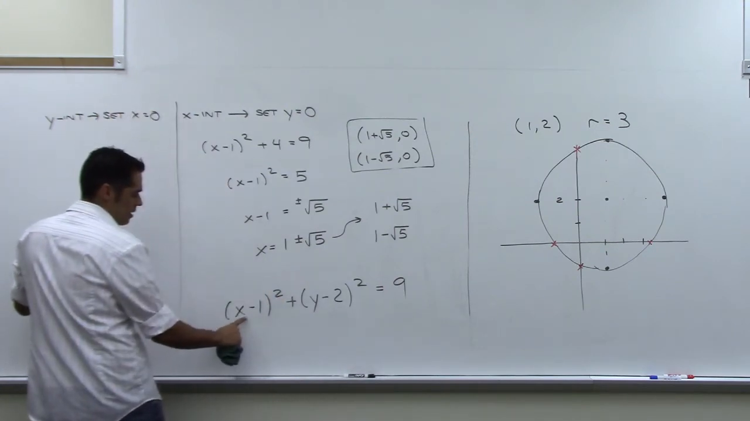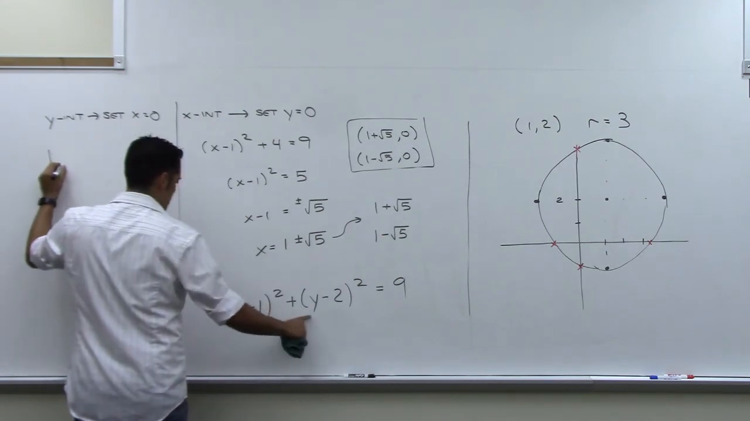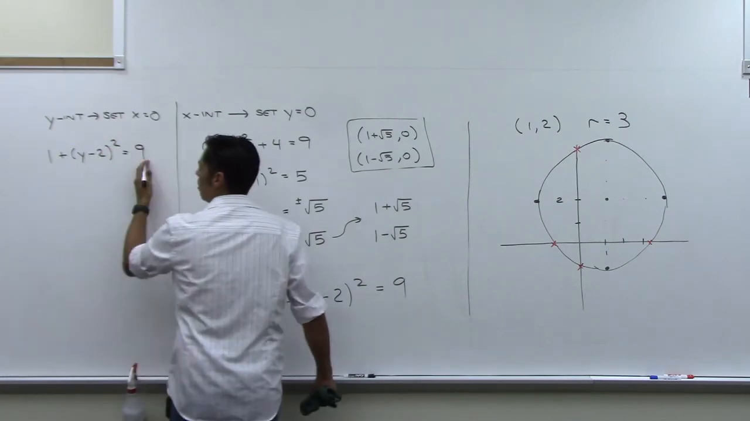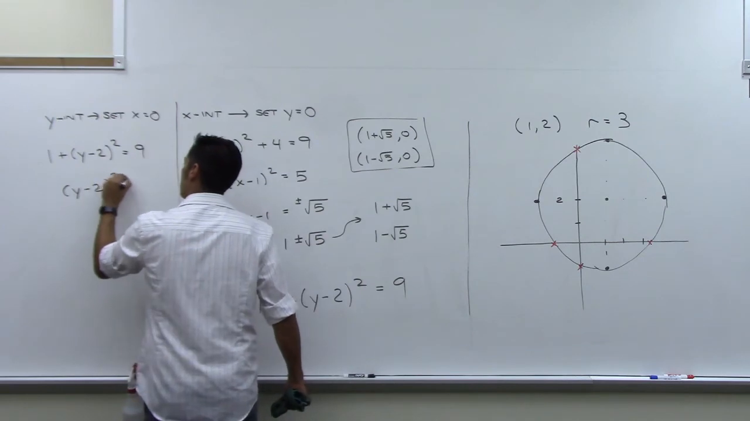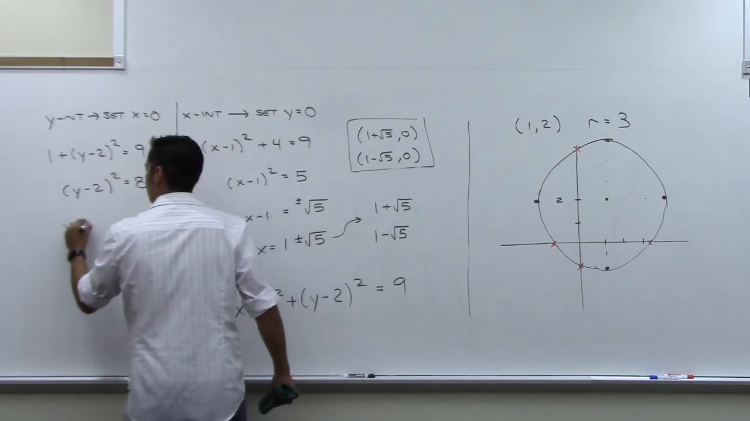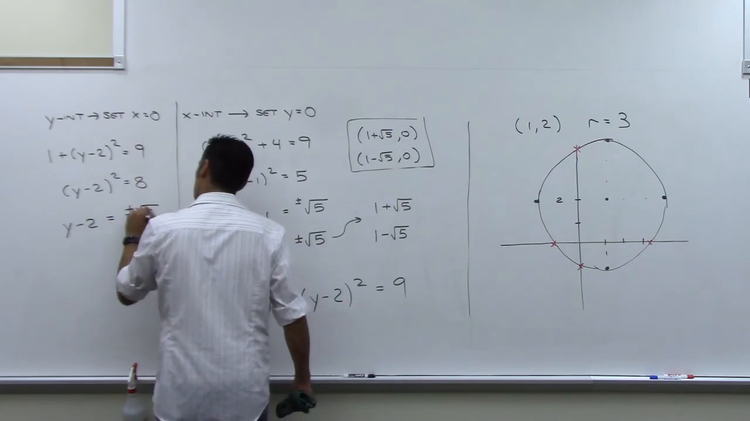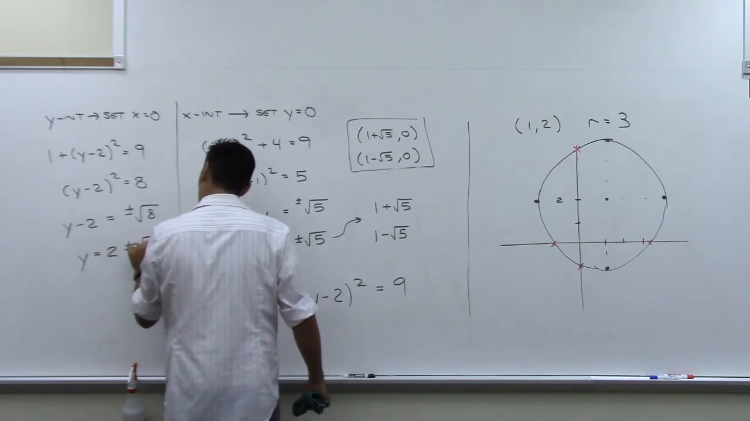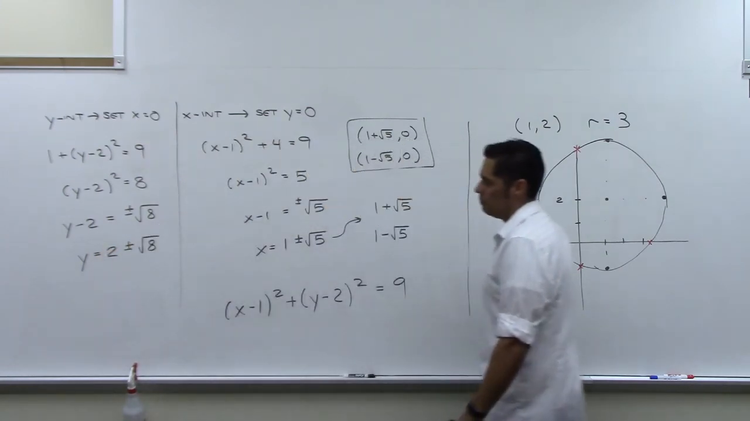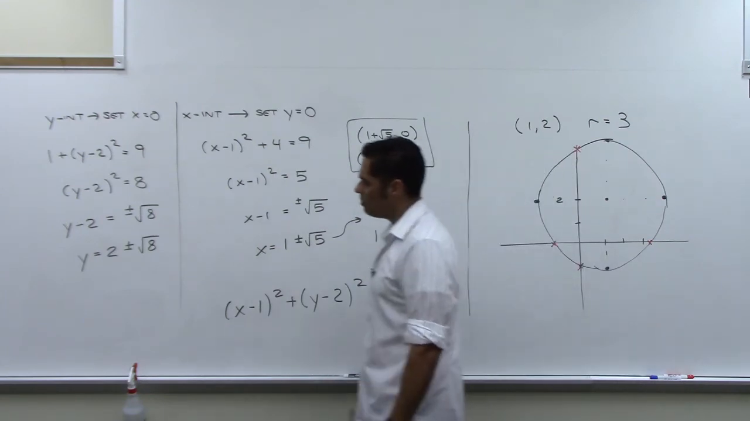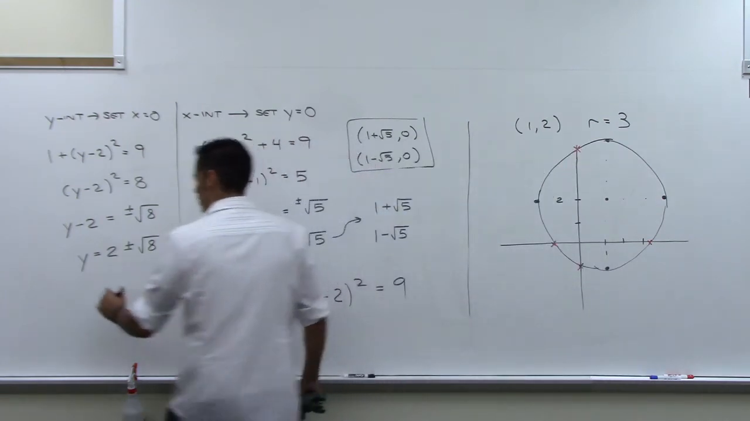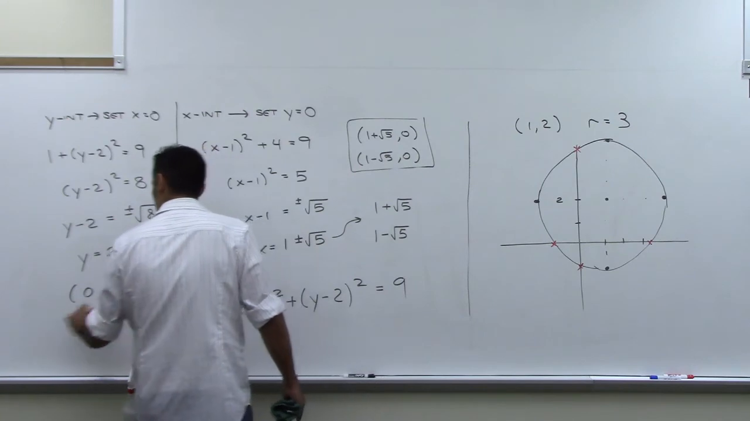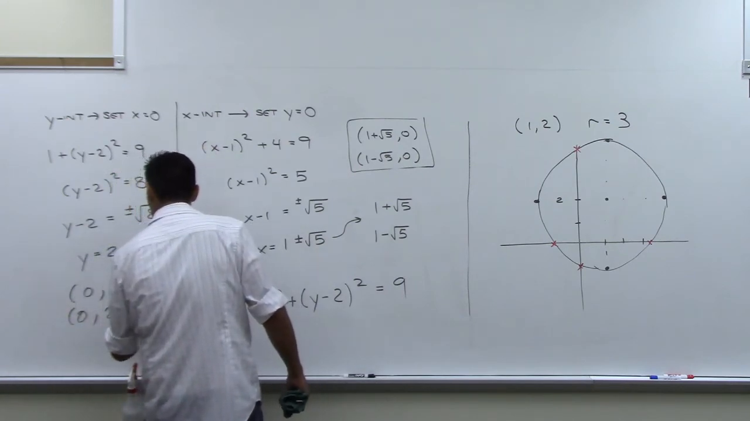So if x is 0, you get negative 1, you square it, you get 1. 1 plus, now this doesn't change, (y minus 2) squared equals 9. Subtract 1 on both sides. Take the square root. Remember, we're going to have plus or minus root 8. And then add 2. So 2 plus root 8 and 2 minus root 8. So write these as ordered pairs. You get 0, 2 plus root 8, and then 0, 2 minus root 8.